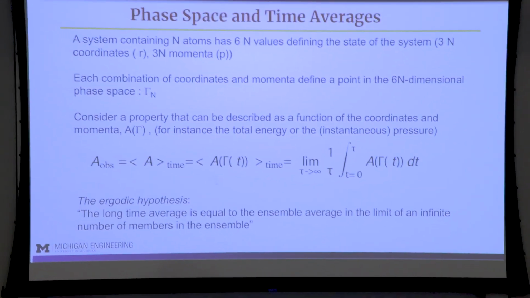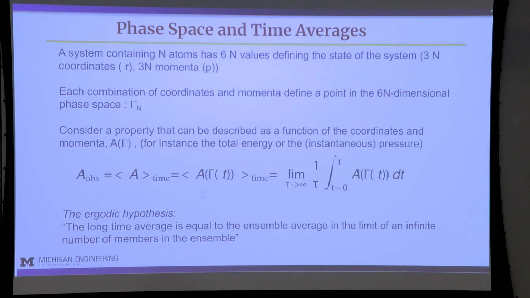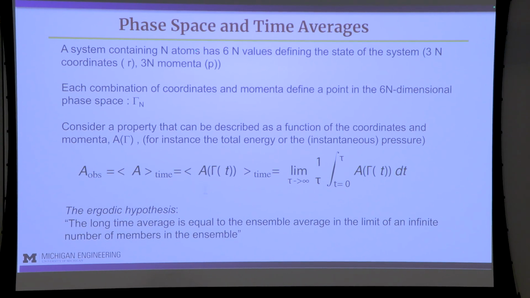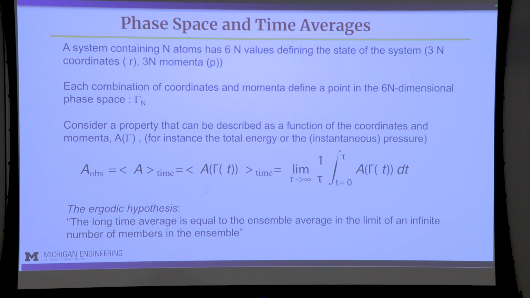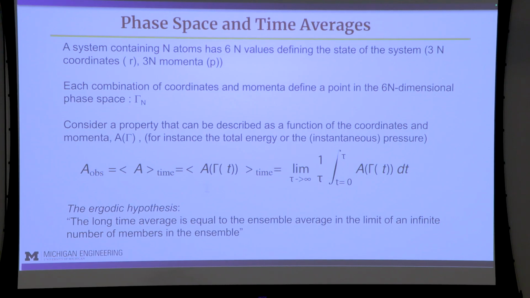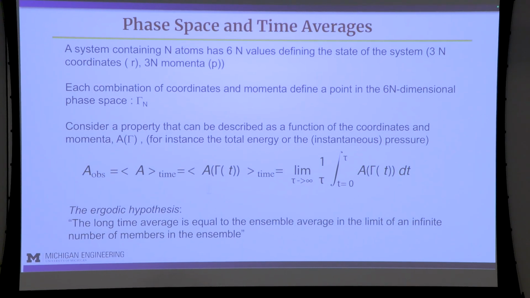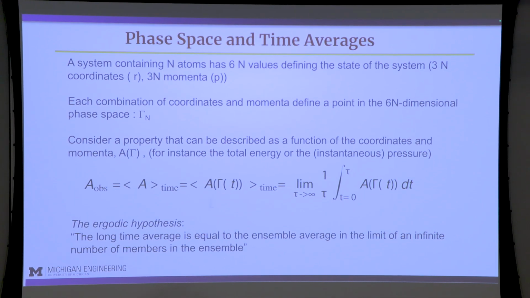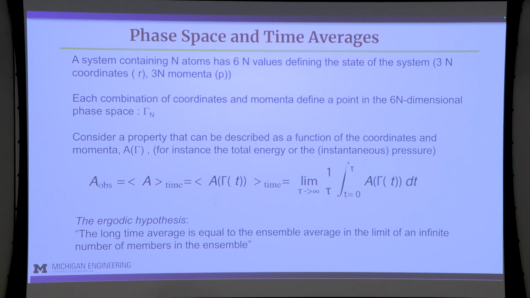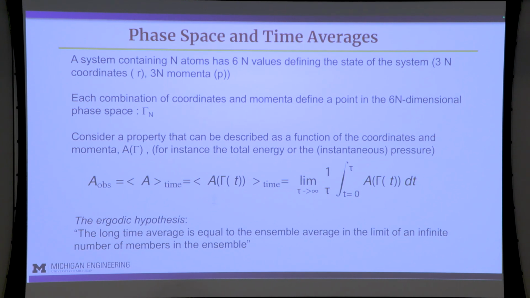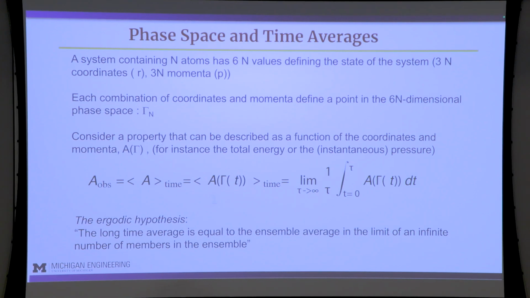Simplify the system. So one thing I need to mention, and again, this is a little bit of math, but it's important, is that a system that contains N atoms has 6N values defining the state of the system. Okay? So you have 3N coordinates and 3N momenta. Each combination of those coordinates is a point in the phase space. And now, if we consider a property A, that is something that I want to compute, okay? So let's say the density of the system. A property that is described as a function of the coordinates and the momenta looks like this.